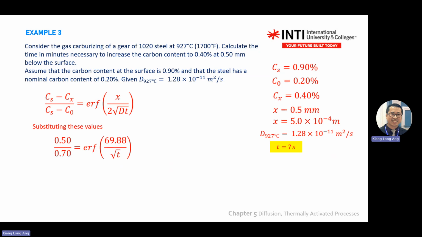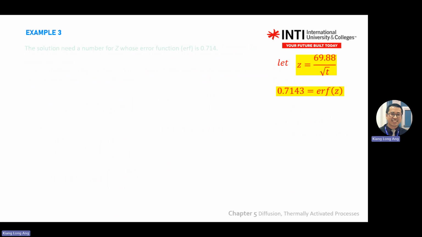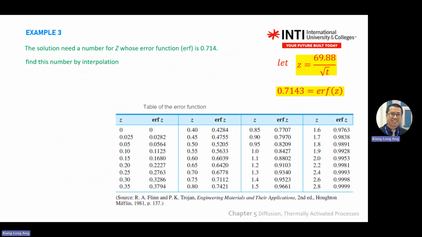So you read from the table. The value is 0.7143, and you read the table for ERF Z of 0.7143. Go and find it this way, don't go and find that. This value is ERF Z. So where is it? 0.71 is about here, from here to here.